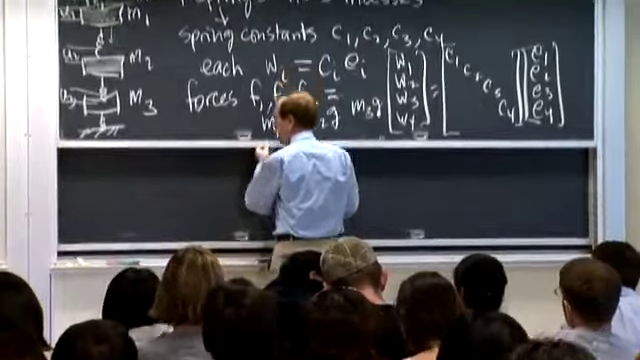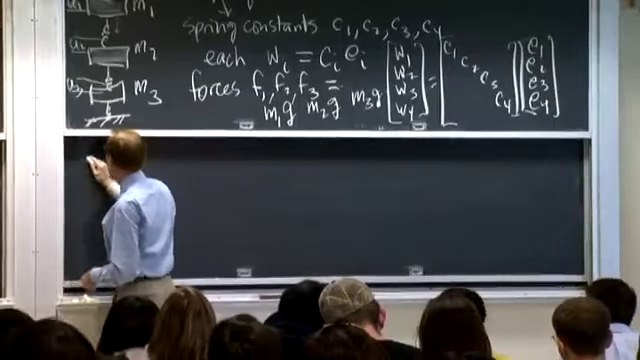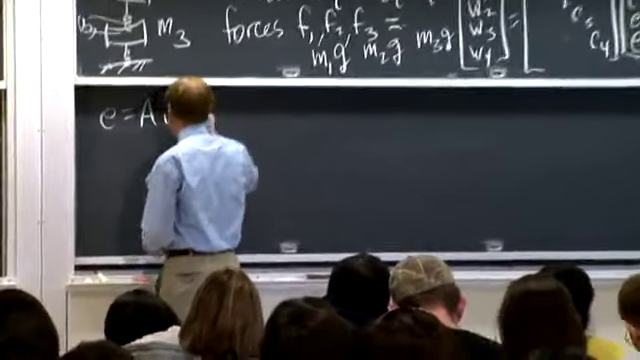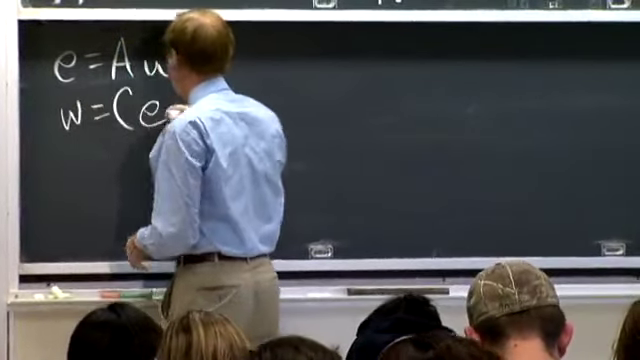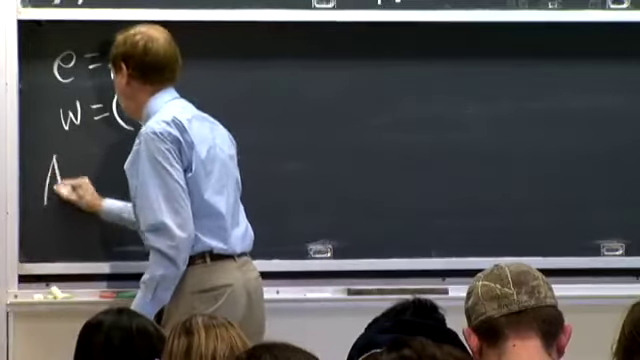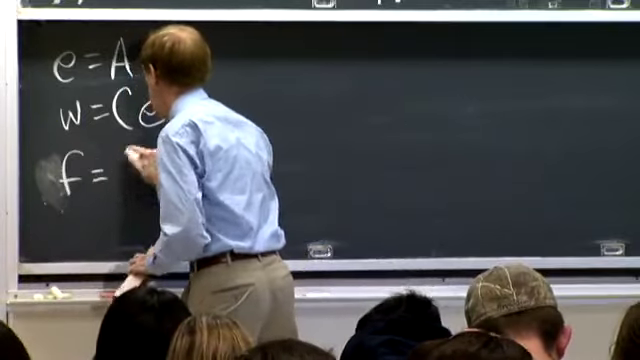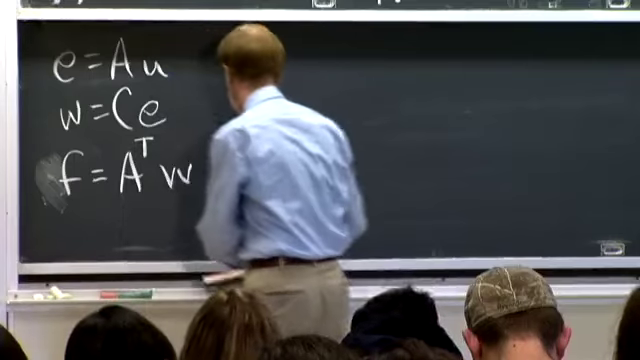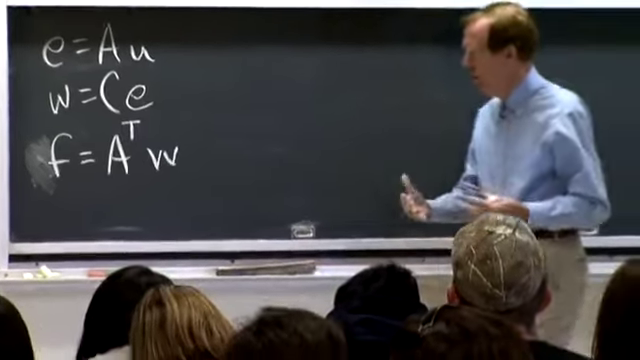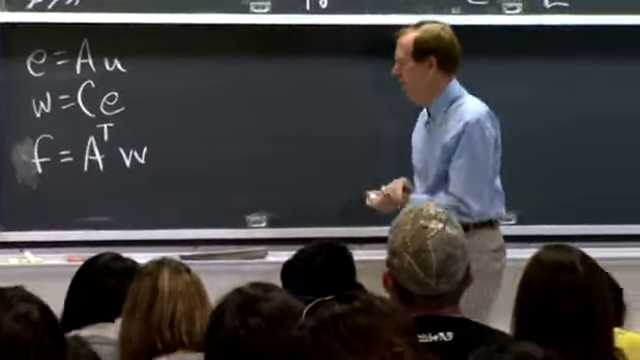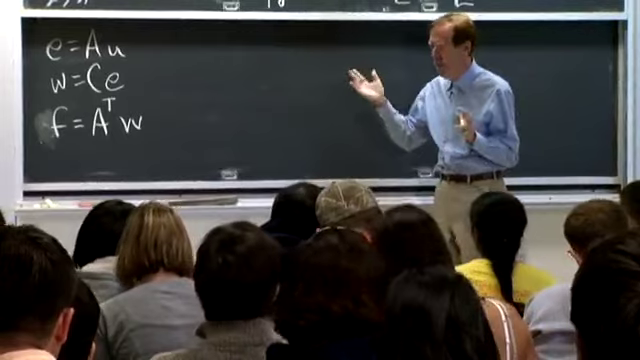Okay. And then let's do an example to see what actually happened. So the equations were E equal AU, then W equals CE, that's Hooke's law, and then maybe I'll write it as F equal A transpose W. Okay, that's the 3 steps. So in this problem, the source term showed up at that point. The source term came from external forces. Okay, I've got 3 equations.